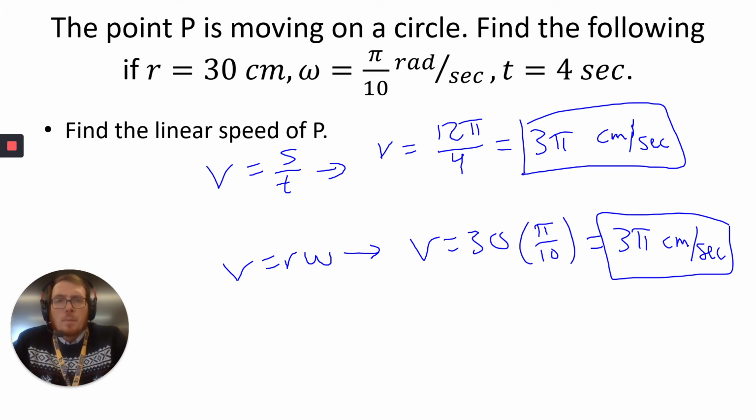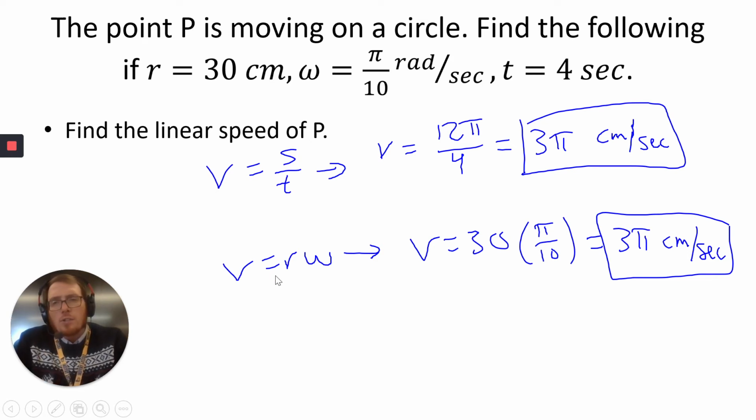Next is find linear speed. We'll find it in two ways. First is s divided by time, okay, or arc length divided by time. We just found arc length to be 12 pi, and then the time was 4 seconds. That ends up being 3 pi. And then the units here are centimeters per second because velocity or speed, angular or linear speed, would always be your distance divided by time. So that's why it's centimeters per second.